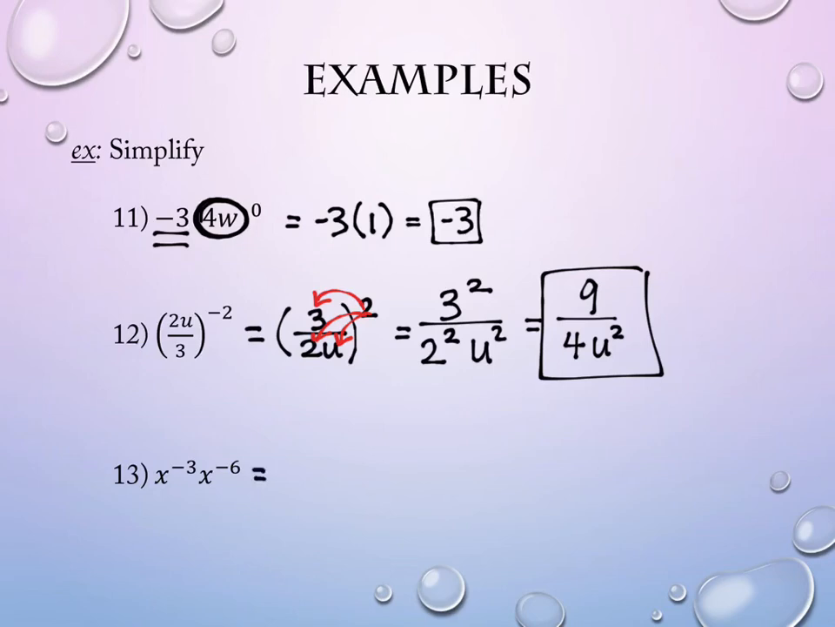Wow, number 13 seems easy after all that. x to the negative third times x to the negative sixth. What do you do with those exponents? You add them. So negative 3 plus negative 6. What is negative 3 plus negative 6? Negative 9. And then it's 1 over x to the 9th. You got it.